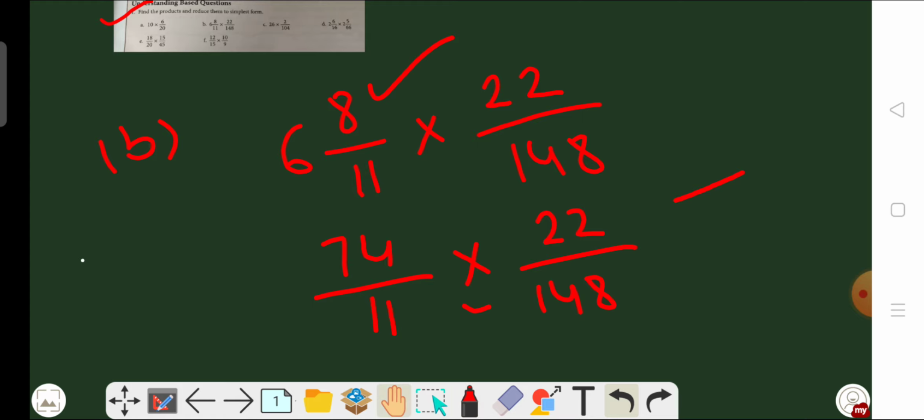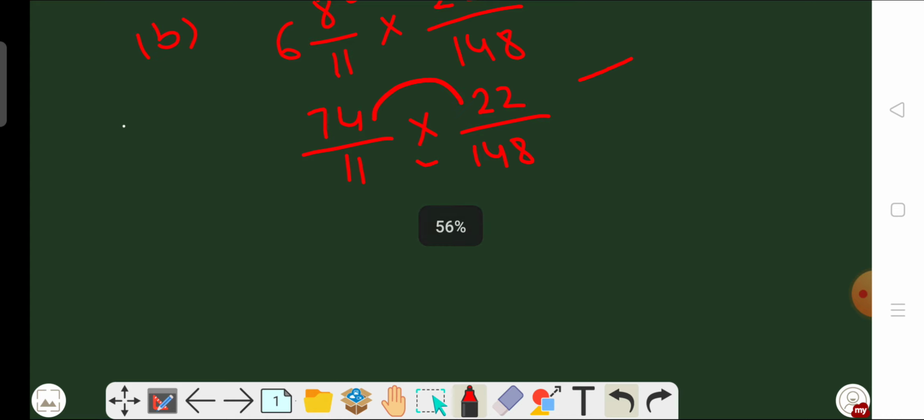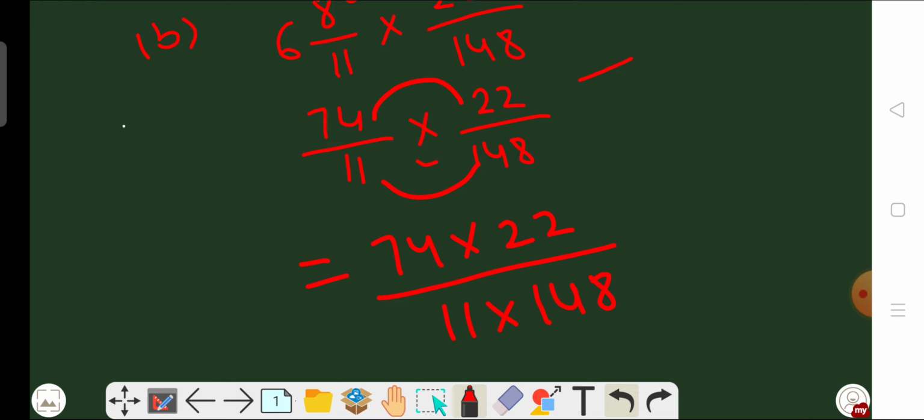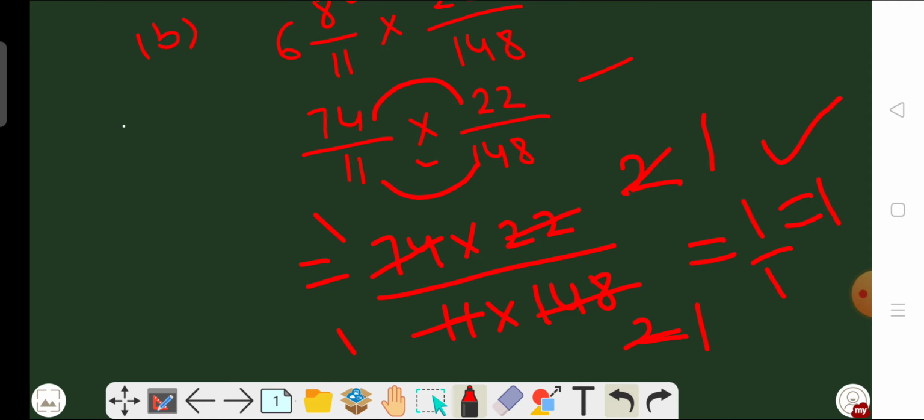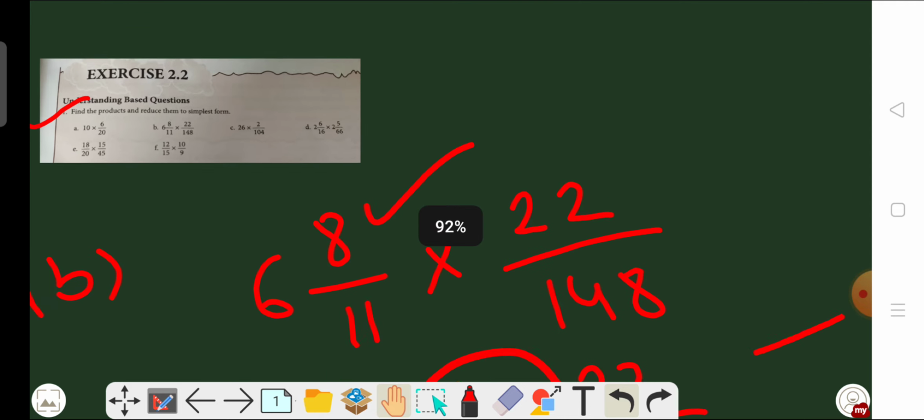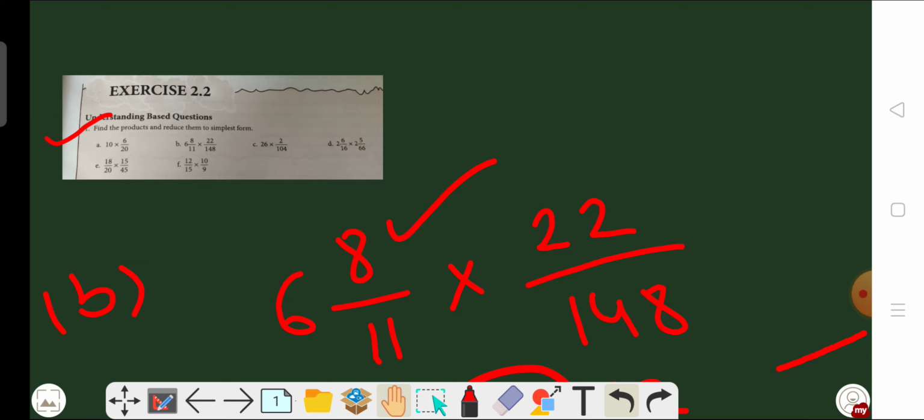Now what we have to do? We have to multiply numerator to numerator and denominator to denominator. So this is equal to 74 multiplied by 22 by 11 multiplied by 148. Clearly 11 is the highest common factor between 11 and 22. So this will become 1 and this will become 2, and 74 to the 148, so this will become 1 and this will become 2. Again we have to cancel 2 to 1 and 2 to 1, so this is equal to 1 by 1 and this is equal to 1, and this is the solution of your B part. In the same manner you have to solve the remaining part of the question number first beta. Now we will move on to the question number second.